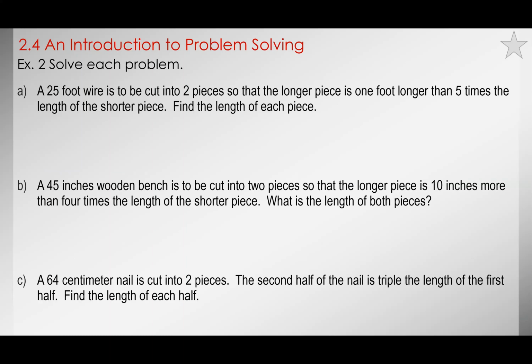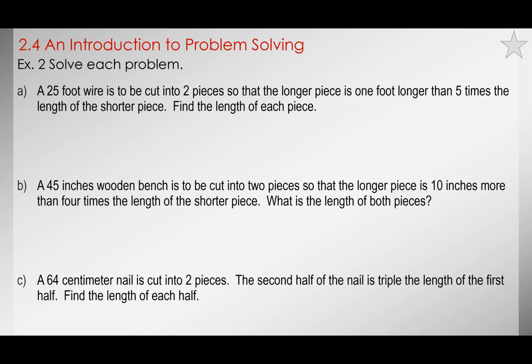Looking at this, these 3 problems are very identical in terms of the setting and the wording. They are just changing a different item. So in A, they say a 20-foot wire is to be cut into 2 pieces so that the longer piece is 1 foot longer than 5 times the length of the shorter piece. Find the length of each piece.